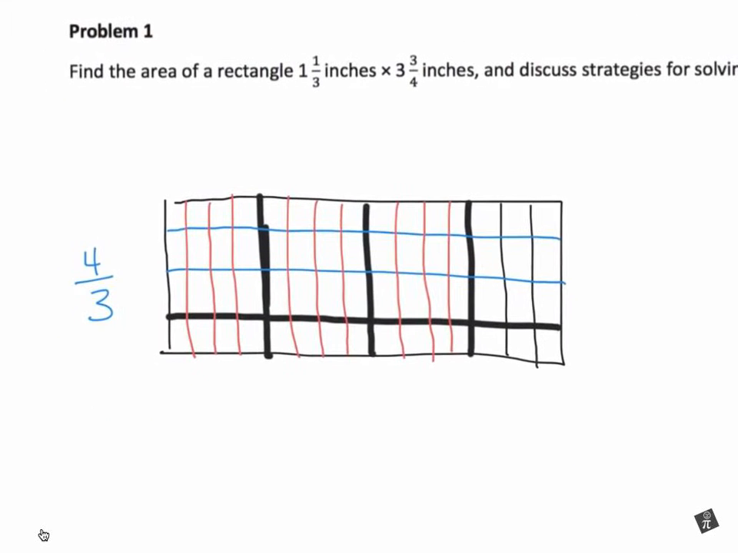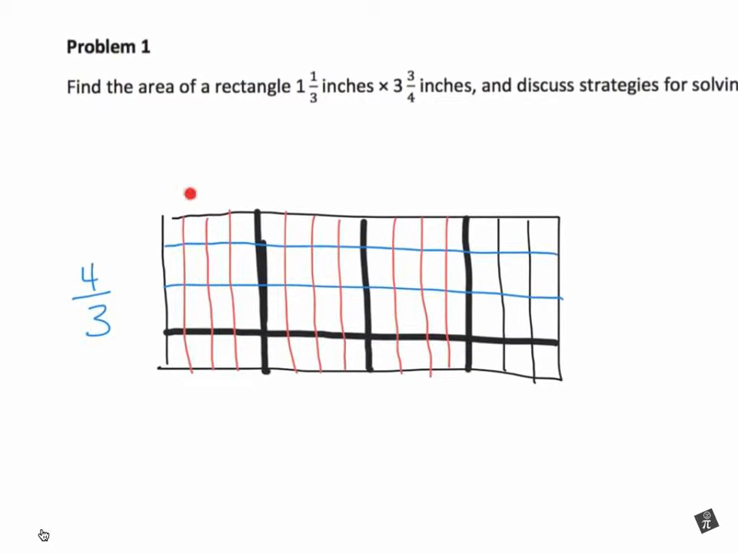Now it's zoomed up. All right, and so across the top, instead of having 3 3/4, what do we have? Well, we have 4 fourths plus 4 fourths plus 4 fourths. That's 12 fourths. That's 3 times 4 is 12 fourths, and then plus 3 more fourths. So we now have 15 fourths going across the top.